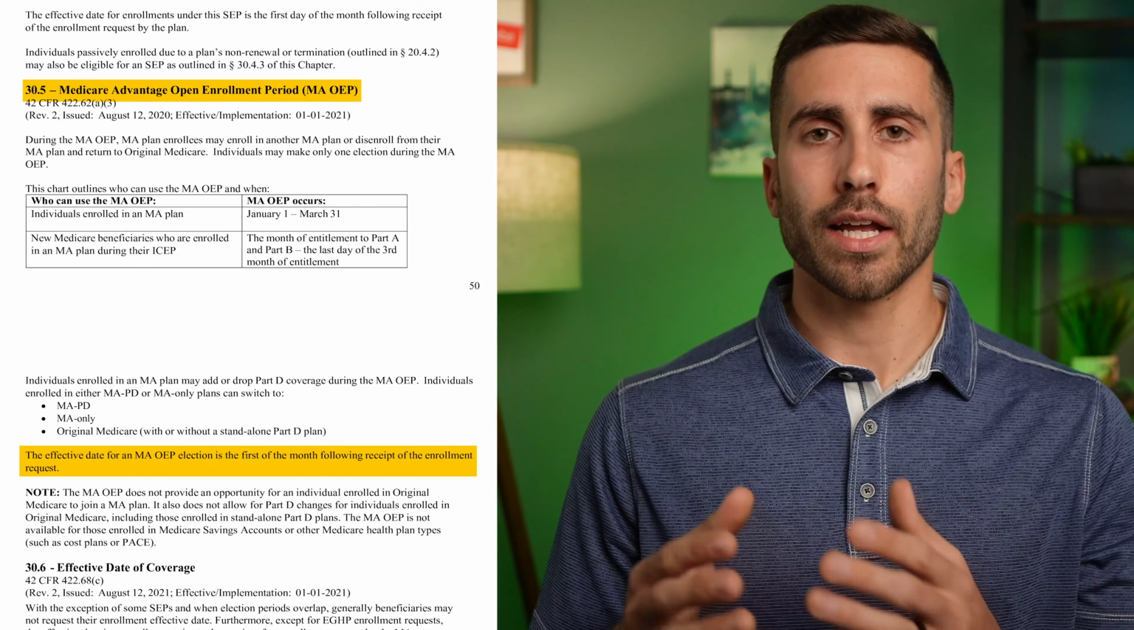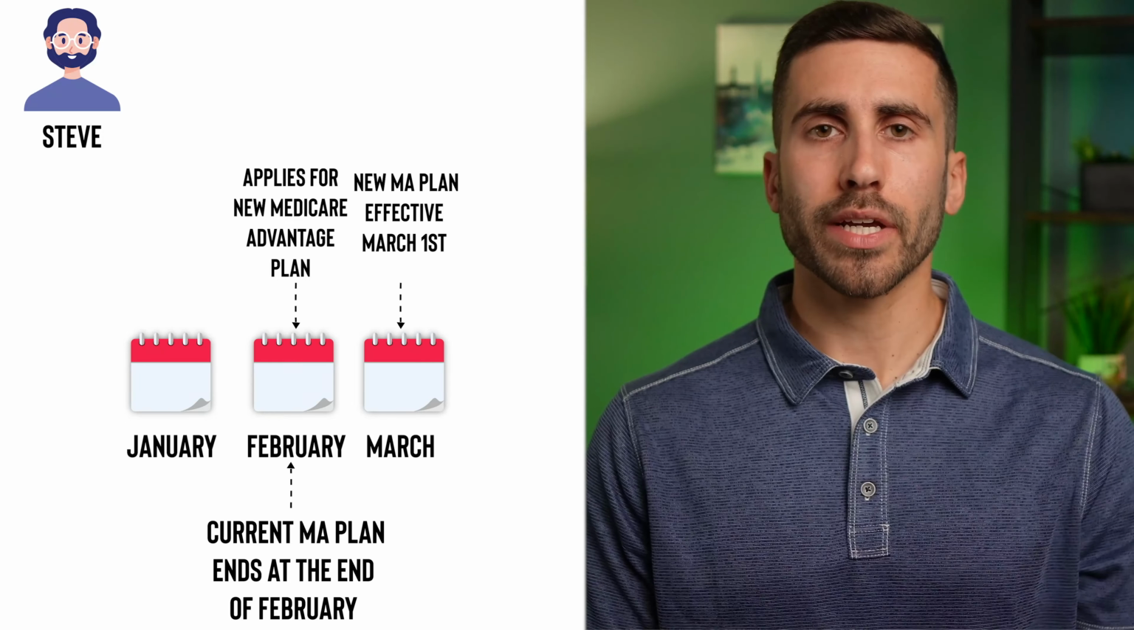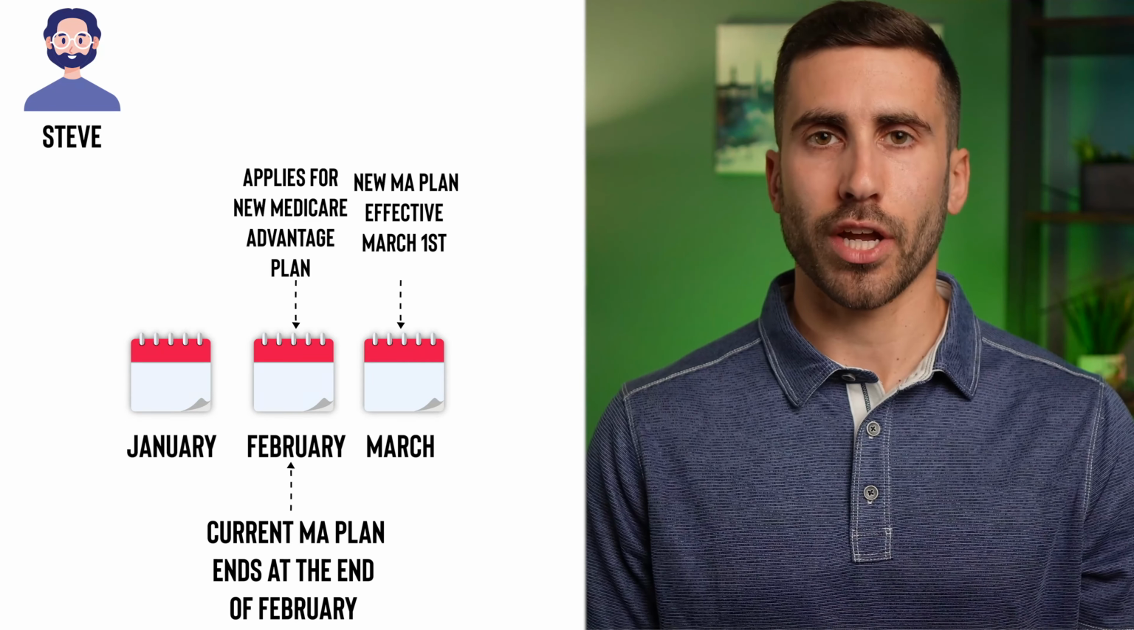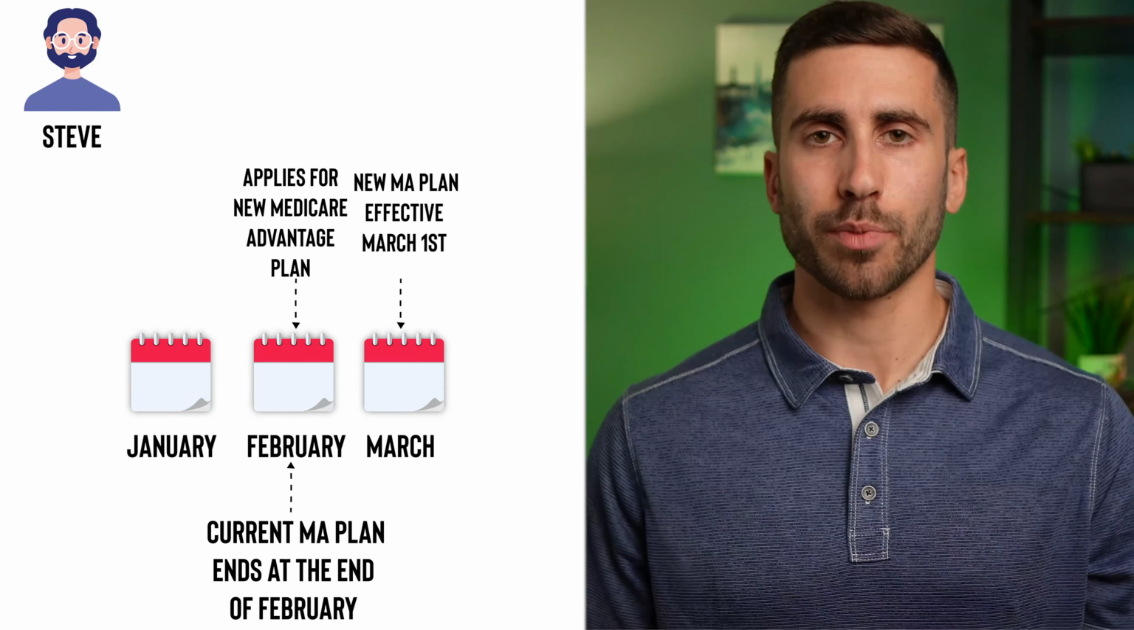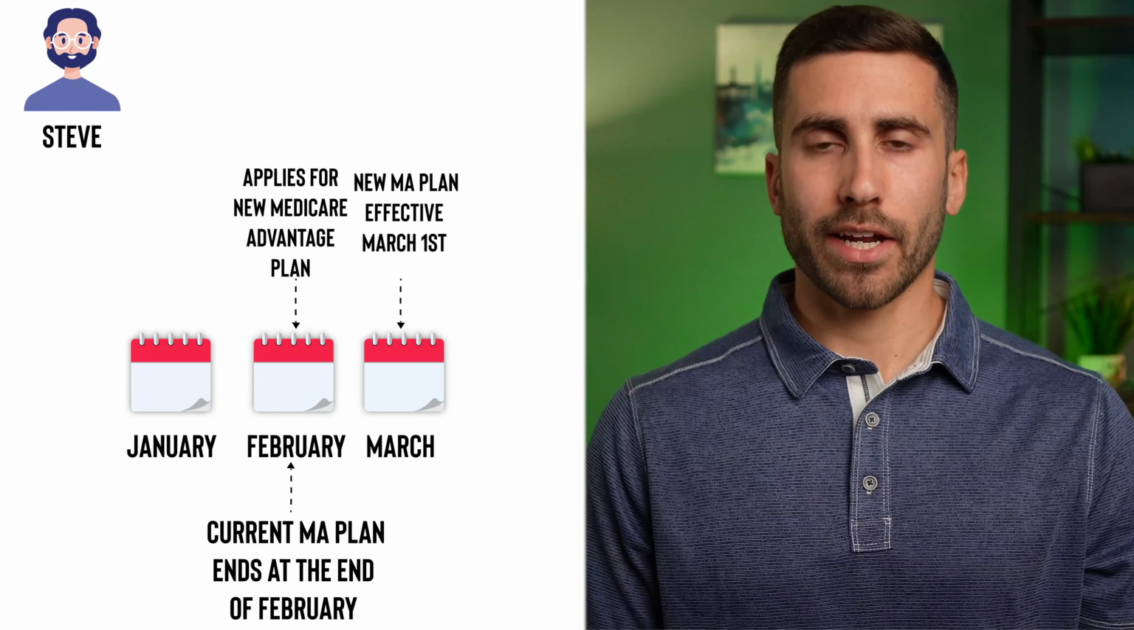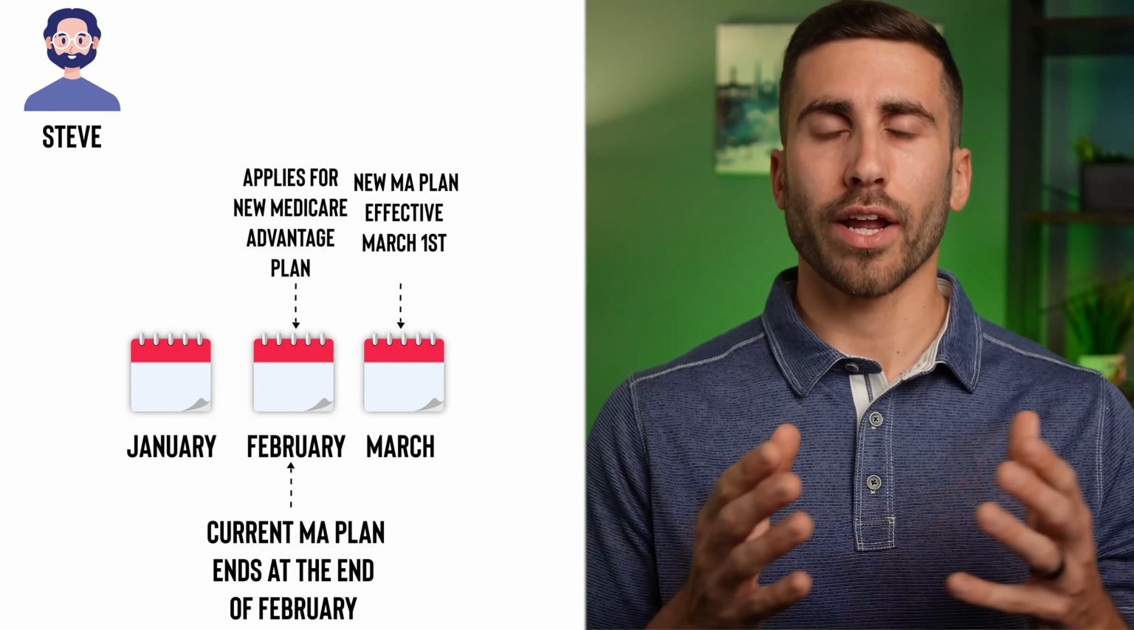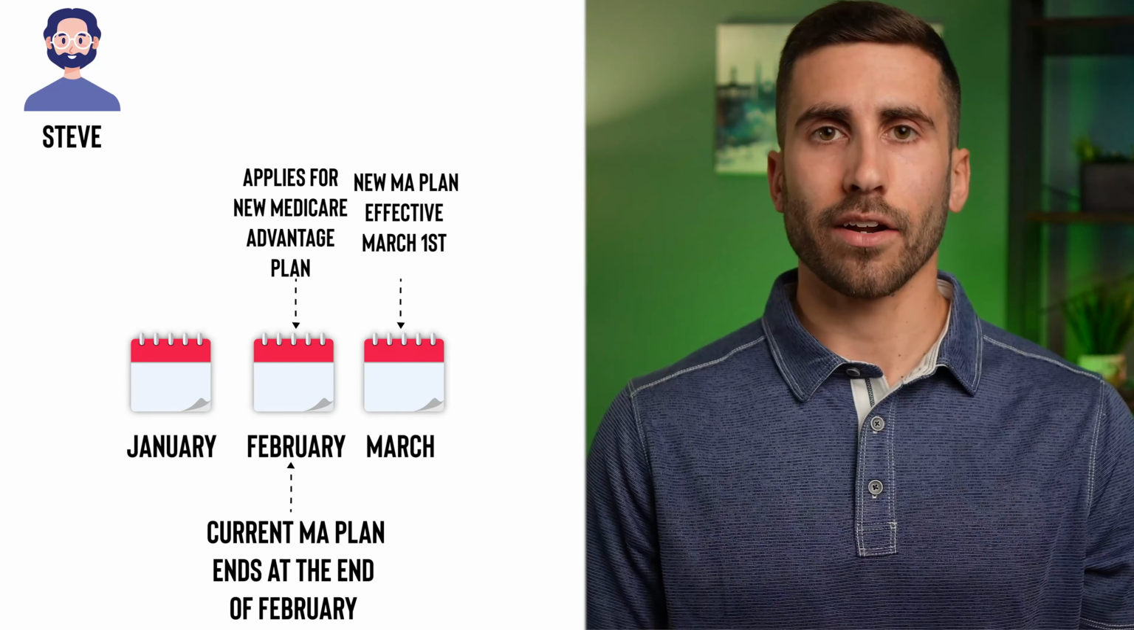So for example, Steve is enrolled in a Medicare Advantage plan, but in February he wants to change to a different Medicare Advantage plan. He then uses his Medicare Advantage OEP to apply for a new Medicare Advantage plan in February with a March 1st effective date.